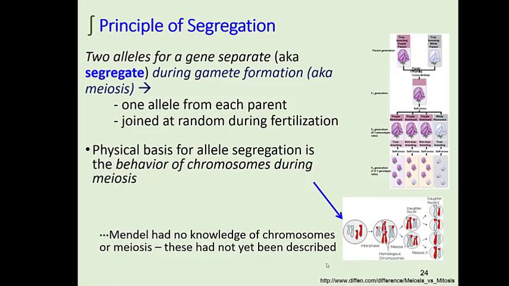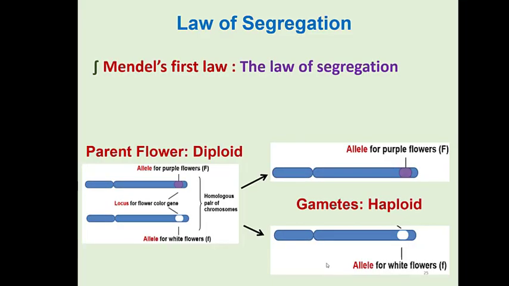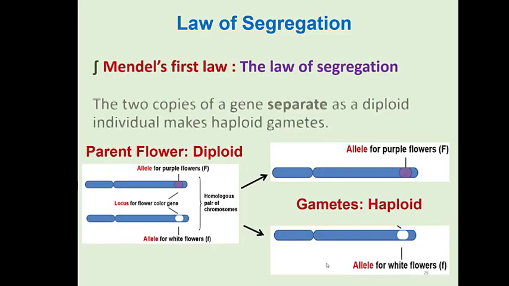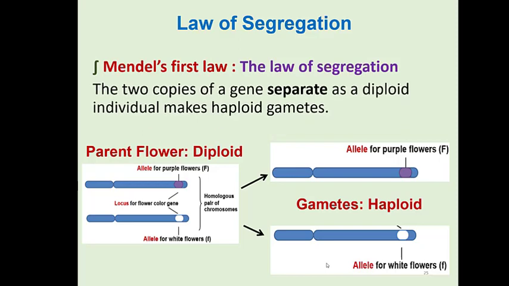Now, what's interesting about this, and what I think is so amazing, is that Mendel had no knowledge of any of this. We did not know about chromosomes. We did not know about meiosis in the mid-1800s. So these are things that we have the benefit of that he did not. The first law is the law of segregation, and this is where two copies of a gene separate as a diploid individual makes the haploid gametes. Again, this is meiosis, but this is his first law.